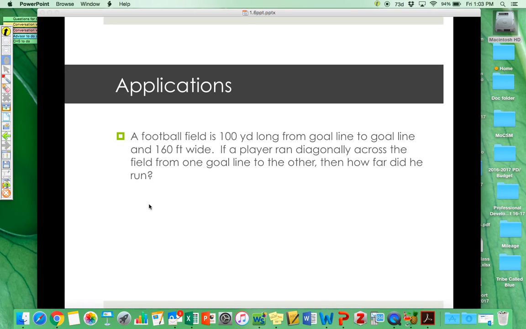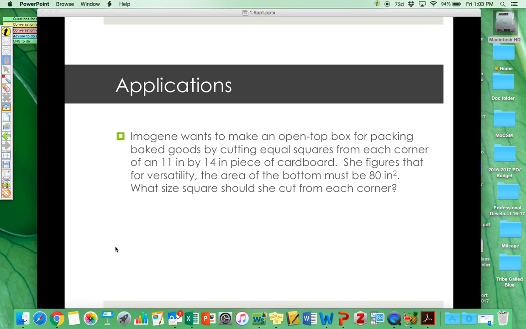All right, lastly for word problems, we have Imogene. Imogene wants to make an open box top for packing baked goods by cutting equal squares from each corner of an 11 by 14 piece of cardboard. She figures that for versatility, the area of the bottom must be 80 inches squared. What size squares should she cut from each corner?